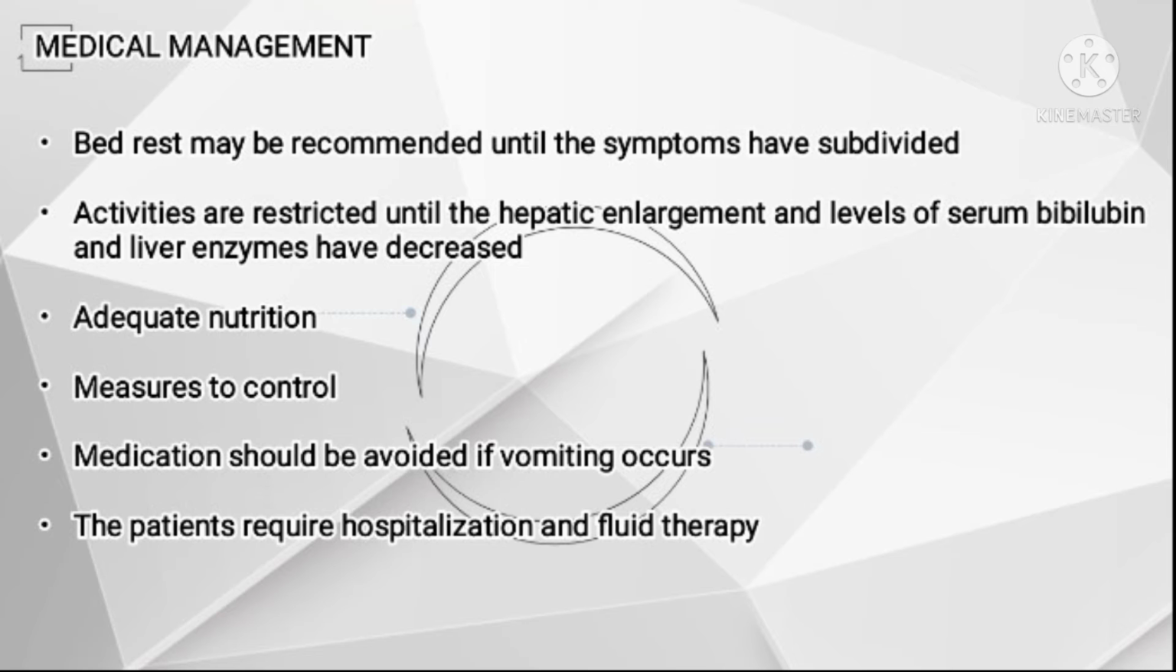Adequate nutrition should be maintained. Proteins are not restricted. And then protein intake should be 1.2 to 1.5 gram per kilogram per day. Must do. Okay? And then measures to control the dyspepsia, emetic symptoms and general malaise include the use of antacids and anti-emetic agents. But all medications should be avoided if vomiting occurs, okay? And then if vomiting persists, the patient may require hospitalization and fluid therapy.